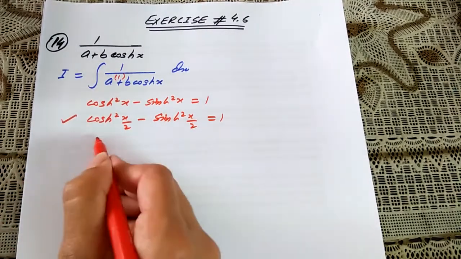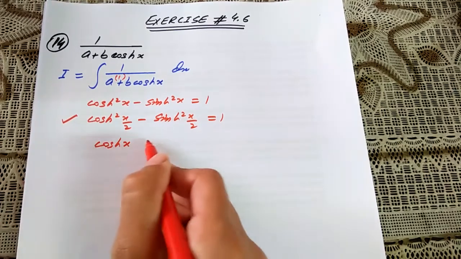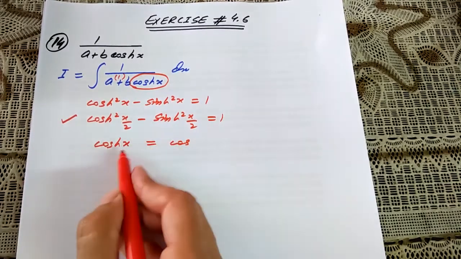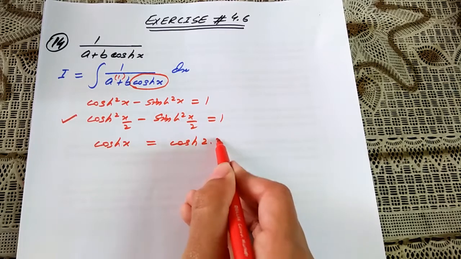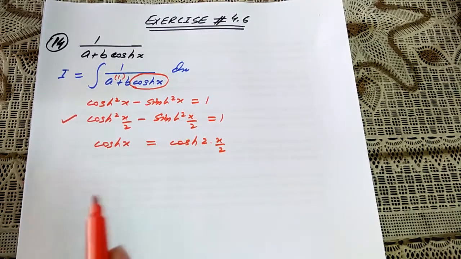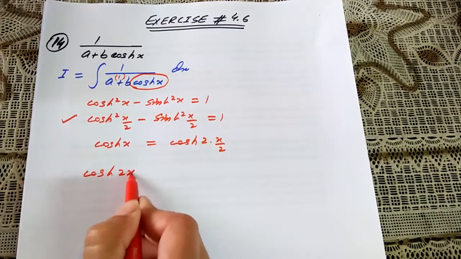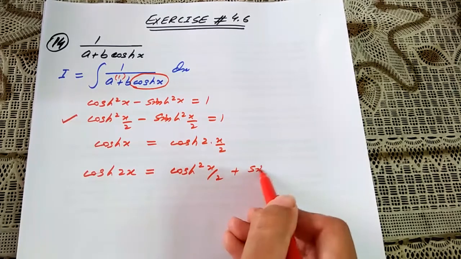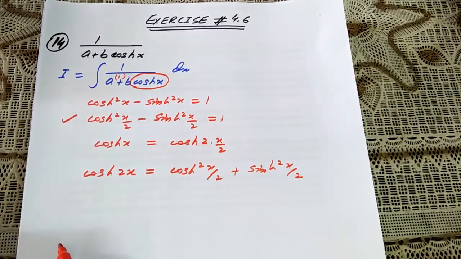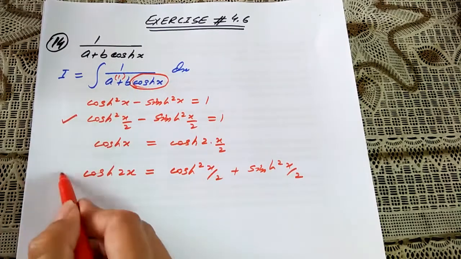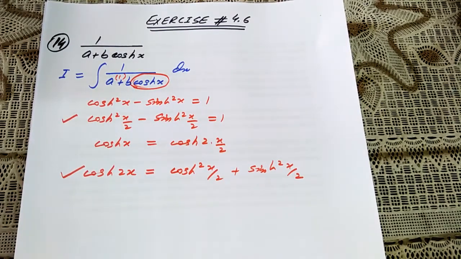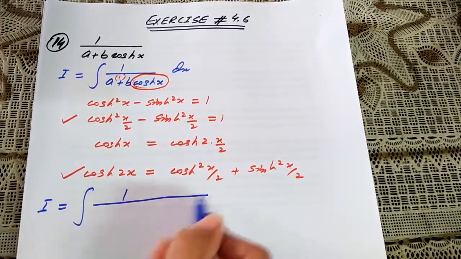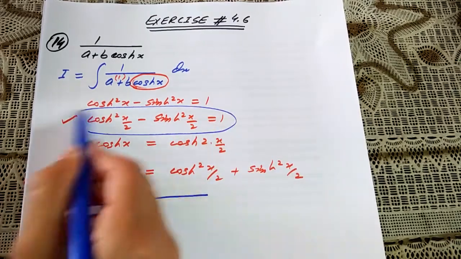Now we know that cosh of x can be written as this. I am now solving this one. Cosh of x can be written as cosh 2 times x over 2. And we know that cosh 2x will be equal to cosh squared x by 2 plus sinh squared x by 2. So I will replace this term with this identity. So our integral I will become equal to the integration of 1 over a times this identity.